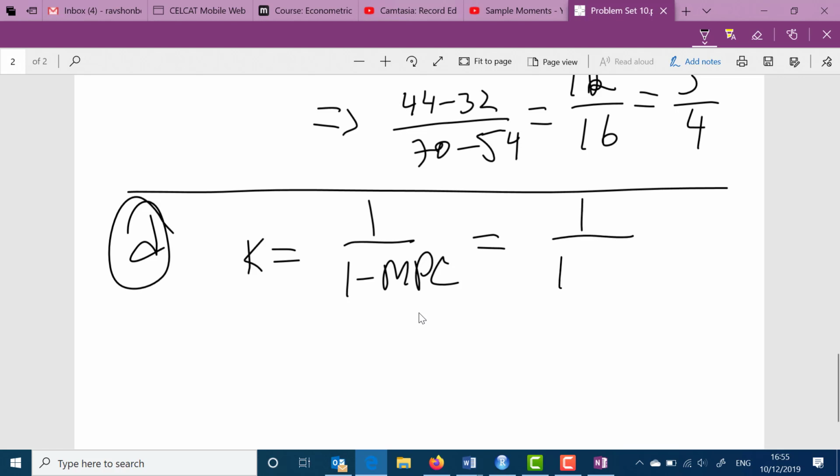So that's 1 over 1 minus 3/4, which is 4. By how much will the income increase if the spending goes up? Income increased by 4 times. So if government injects 10 billion into the economy, the national income goes up by 4 times that ultimately.